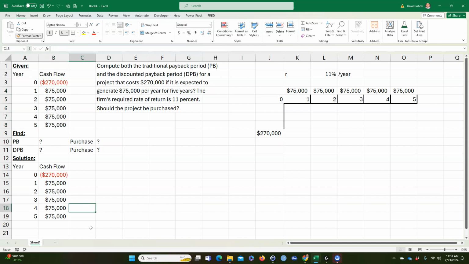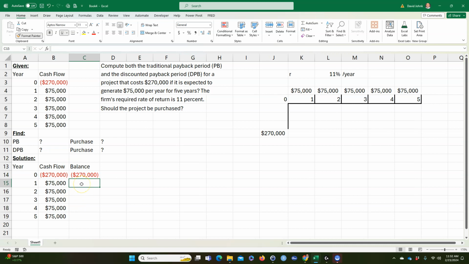And then what we can do, like I say, the payback period is very simple. You're just going to calculate the running balance. And so I'm going to start out with 270. So at the end of year 1, how much do I have left? I paid back 75,000. So this is going to be equal to a negative this plus the money I got back. So now I've gotten back 75,000, so my balance is 195,000.